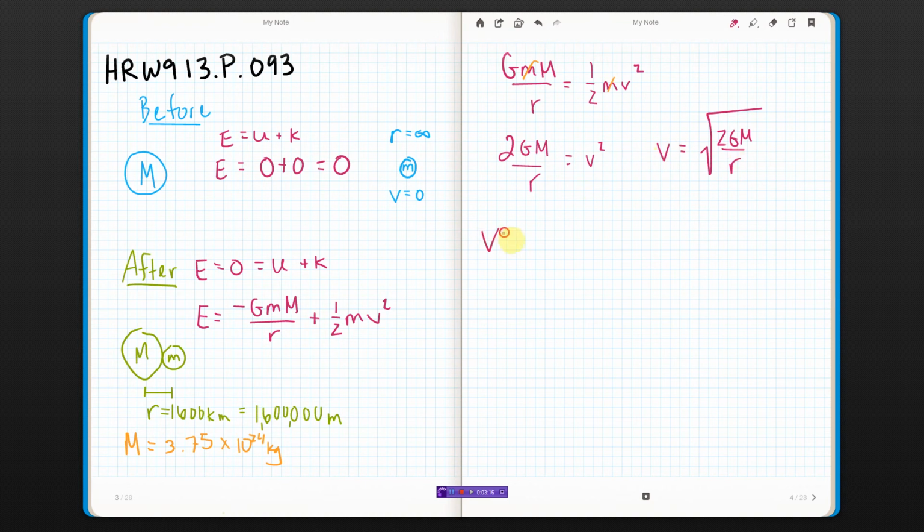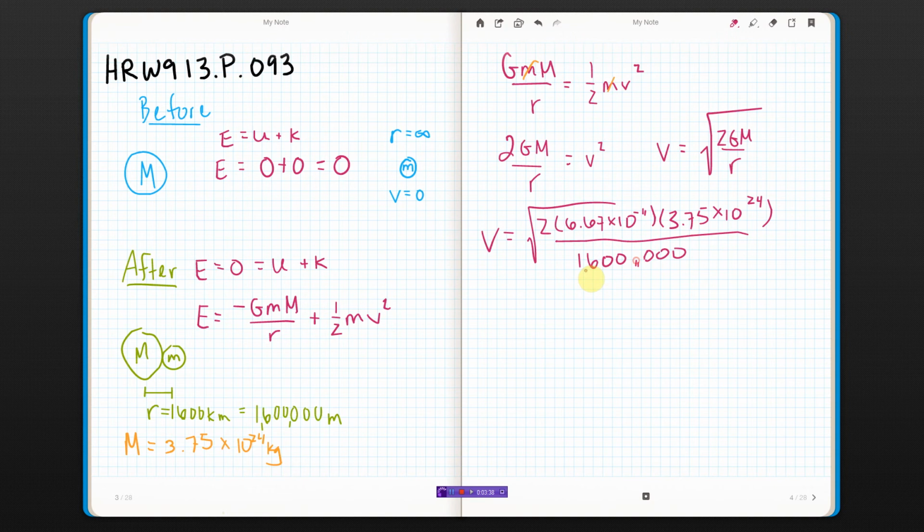Okay, so put all the numbers in. Big M is 3.75 times 10 to the 24th. R is, now remember, you've got to turn your R into meters. That's important. Everything has to be in standard units. Okay, and I end up with, let's see, I get 1.77 times 10 to the 4th.